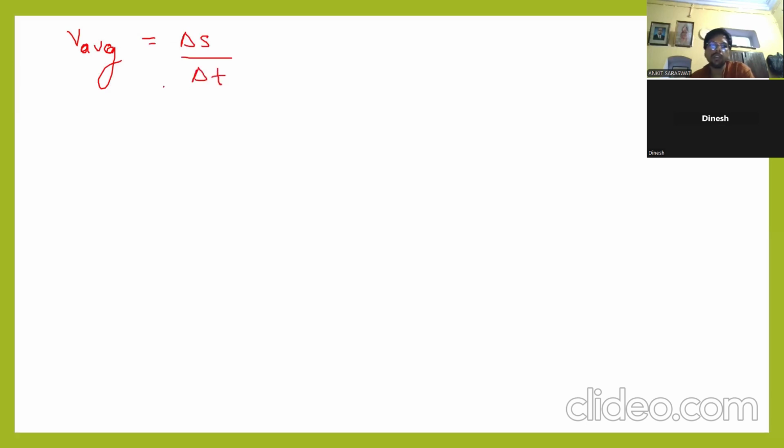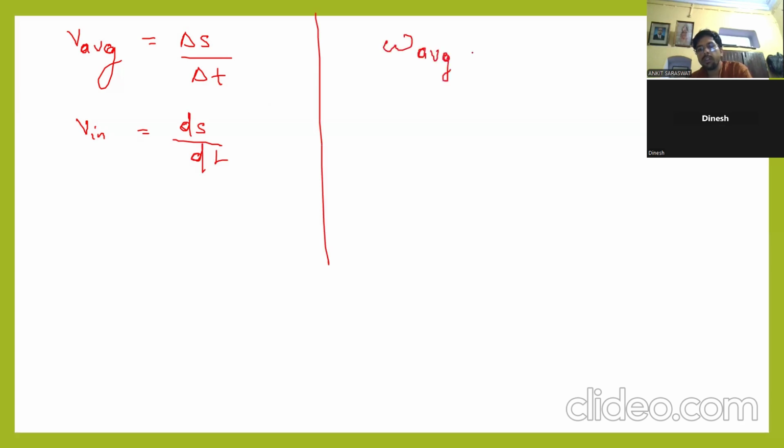Average displacement by time. If I ask instantaneous velocity, you have learned ds by dt. In a similar way, there is average angular velocity, omega, where in place of s there is theta. Similarly, instantaneous angular velocity is d theta by dt. Differentiation, a little bit.